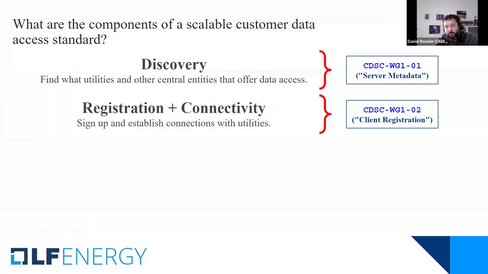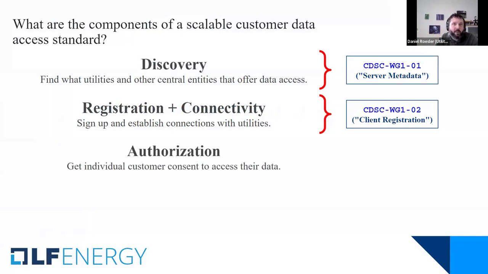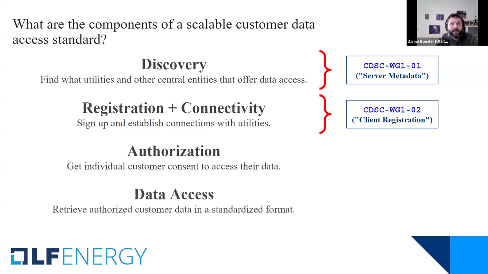But then the next requirement for a scalable customer data access system is authorization. As I mentioned before, this customer data is private information. You need customer consent or approval in order to get access to it. And so that's a very important part to define in a scalable system. And then the next part is the actual data protocols themselves: the formats of data, how you access it, the API definitions, that sort of thing. And so focusing on that as well.